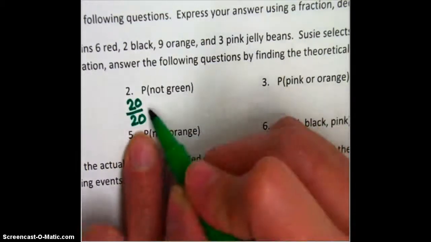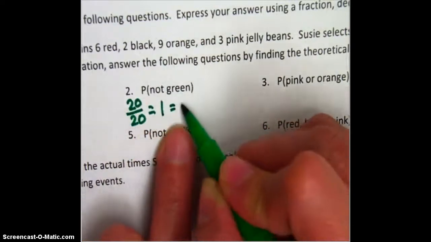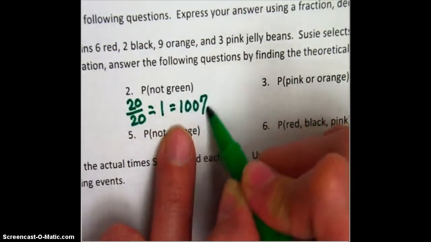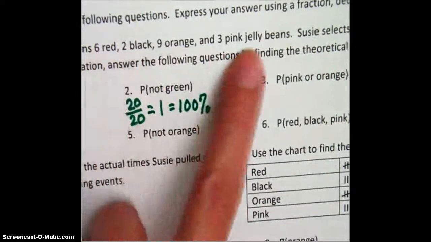I want to see your fraction, then convert that to a decimal. 20 divided by 20 is 1. Then convert that to a percent, which is 100. So you have a 100% chance that if you pull 1 out of here, it's not going to be green.